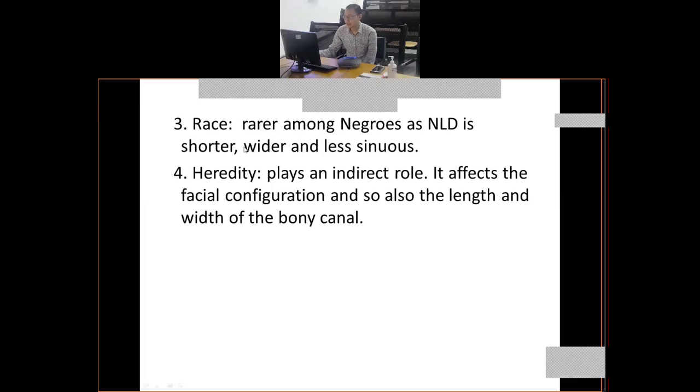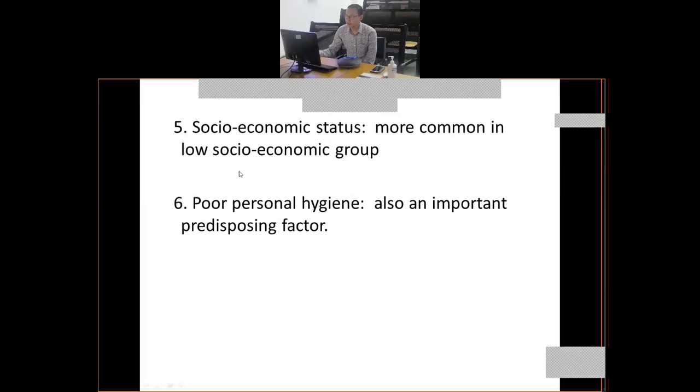Then race. It is rare among the Negroes as the nasolacrimal duct is shorter, wider, and less sinuous. Heredity also plays an important role. It affects the facial configuration and also the length and the width of the bony canal. It is more common in the low socioeconomic group, and poor personal hygiene is another important predisposing factor.